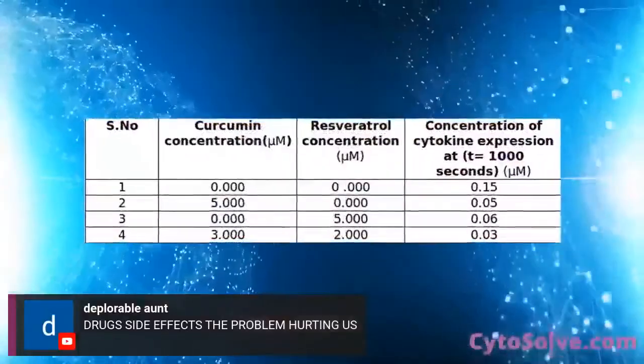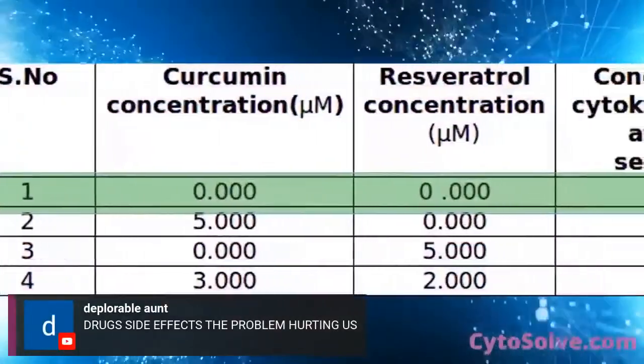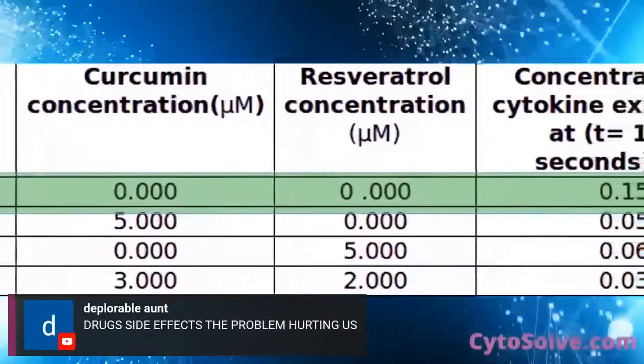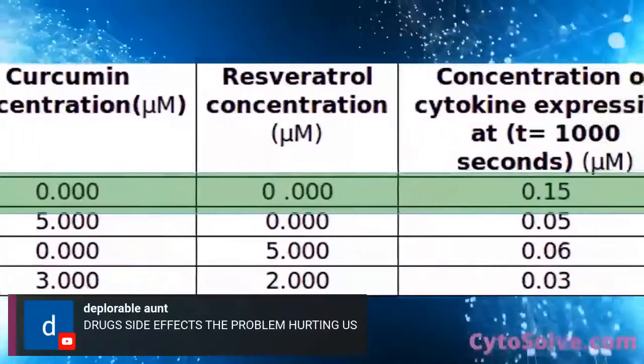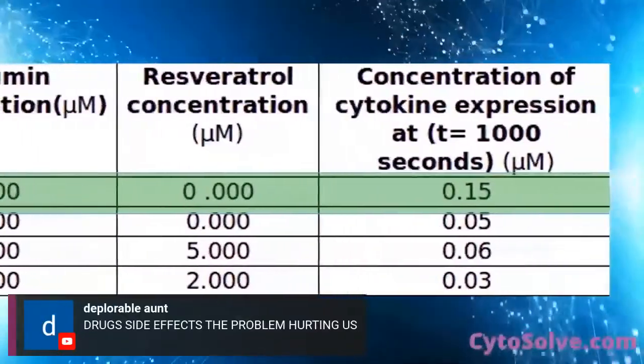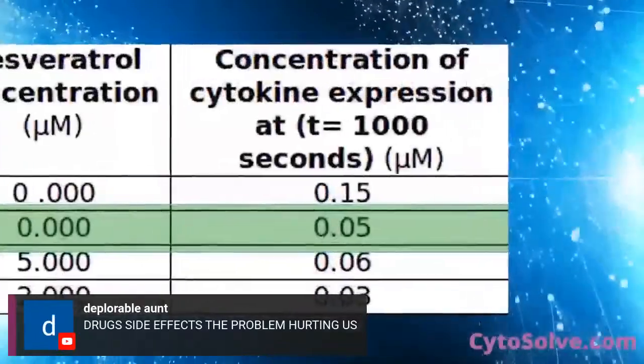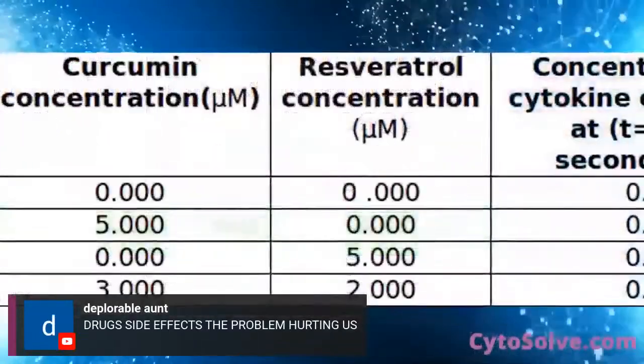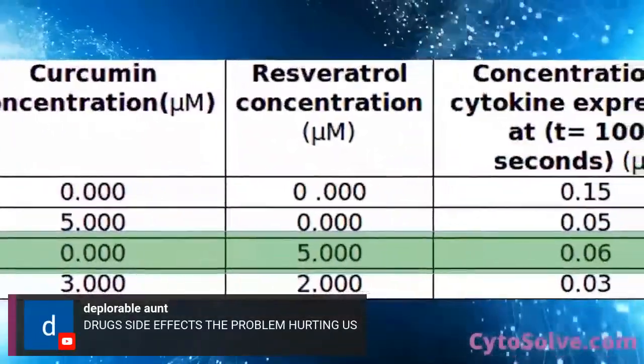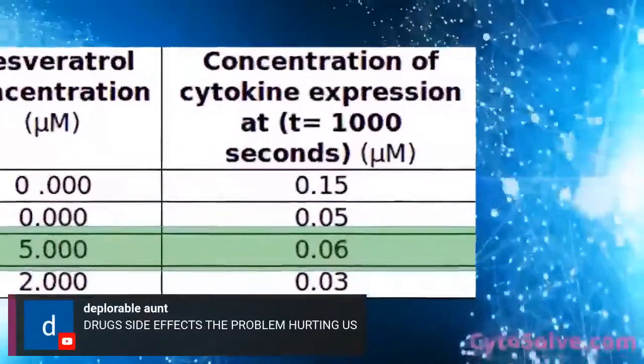Here, with CytoSolve, we first model the control condition with no curcumin and no resveratrol to simulate high inflammation with the cytokine level at 0.15 micromolar. Next, we add just 5 micromolars of curcumin. The inflammation drops to 0.05. Next, we use 5 micromolars of resveratrol and the inflammation drops from 0.15 to 0.06.